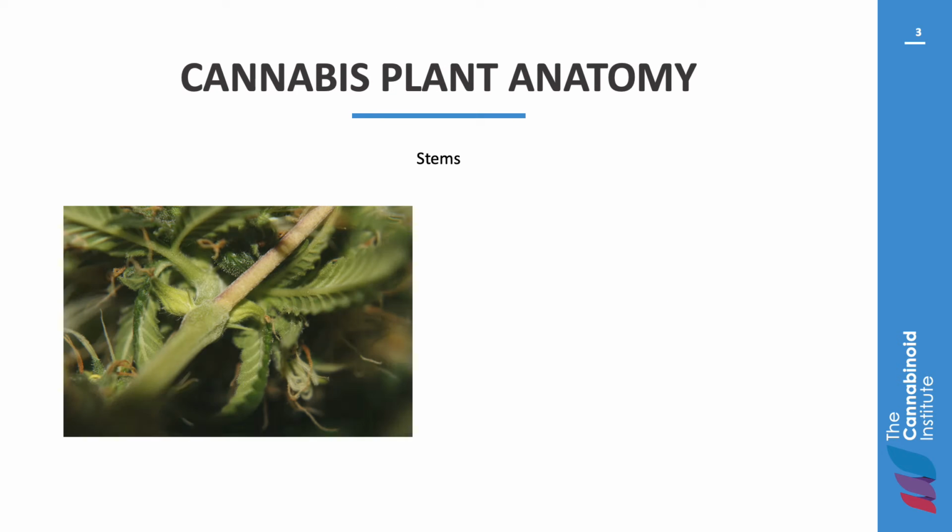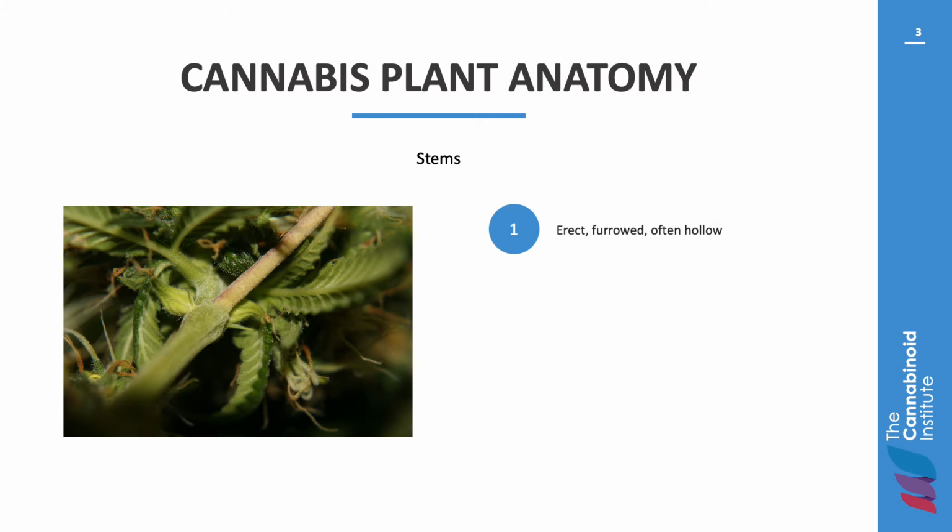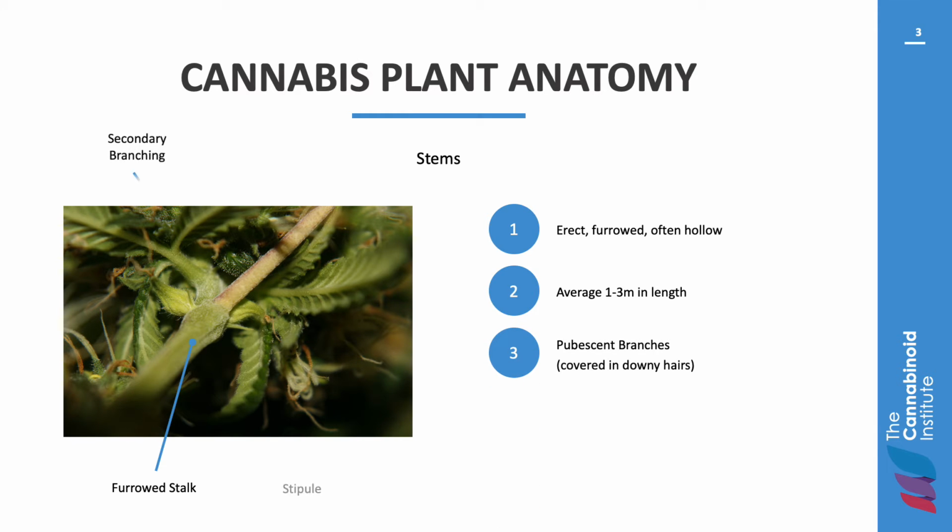Cannabis stems grow erect, furrowed, and are often hollow. The average cannabis stem is 1 to 3 meters in length, but this can vary depending on the varietal of cannabis plant being grown. The stems are pubescent, meaning they are covered in downy hairs, and contain distinct nodes with alternating branches varying in length off of either side of the stem.